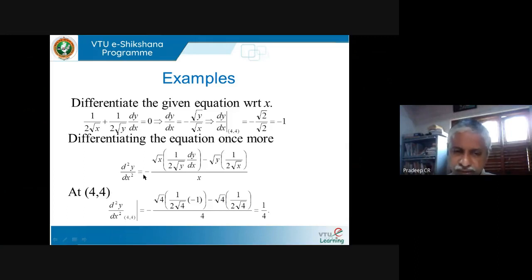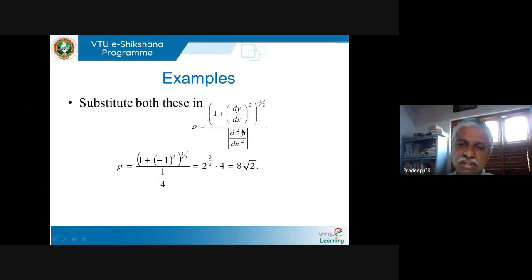So at 4 comma 4, d square y by dx square is this much. So I'll substitute for x 4 and y also 4. So I'll get 1 by 4. So now I know dy by dx at 4 comma 4 is minus 1. D square y by dx square at 4 comma 4 is 1 by 4. So I'll substitute both of those in this equation. So I'll get a numerical number as an answer, because here I'm finding the radius of curvature at a given point. You substitute all this, you will get 8 root 2.